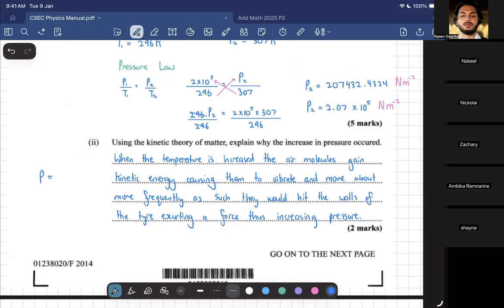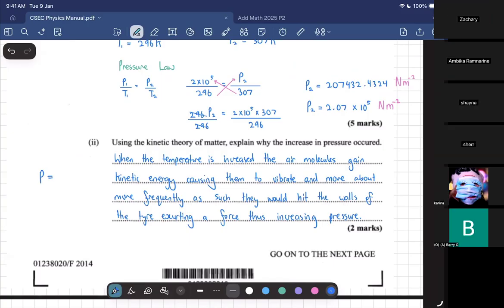Remind me, what's the formula for pressure? Tell me, Ambika, what's the formula for pressure? Pressure is what over what?